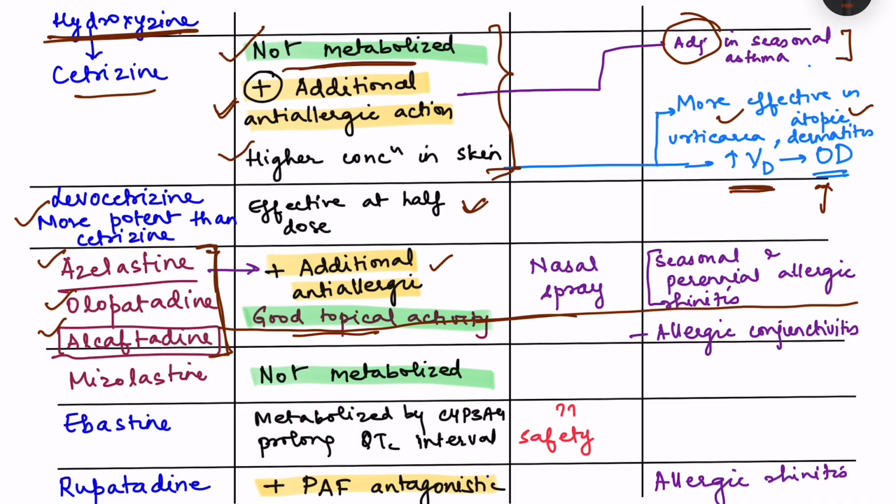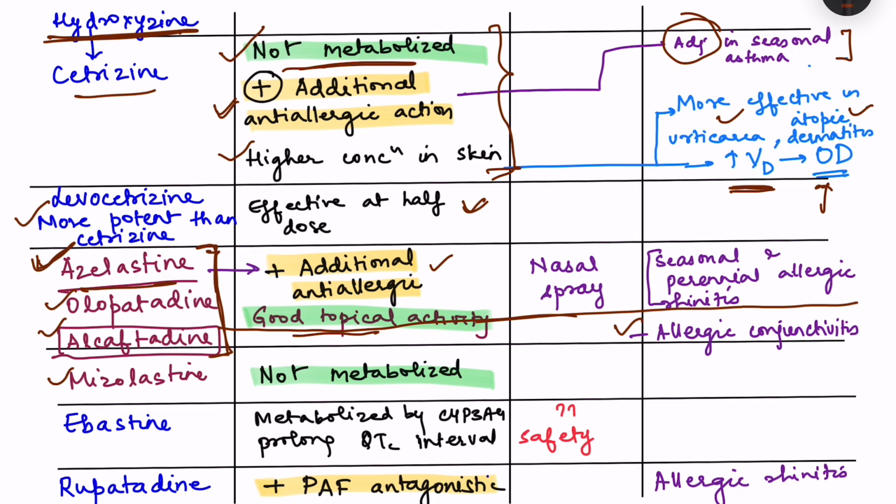Alcaftadine is used for allergic conjunctivitis, topical. As I told, all three have good topical activity. So, alcaftadine for allergic conjunctivitis, azelastine and olopatadine as nasal spray, and they can be used in allergic rhinitis, seasonal and perennial allergic rhinitis. So, you see azelastine is a component of many nasal sprays which are used in allergy. Then we have mizolastine.